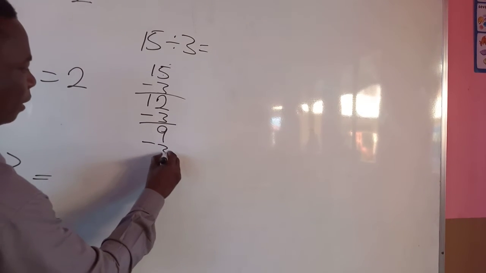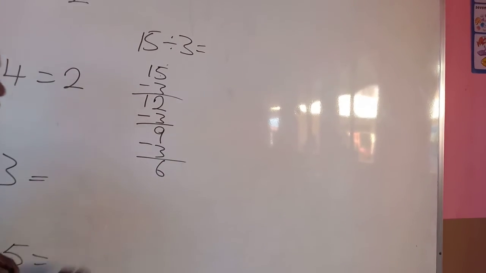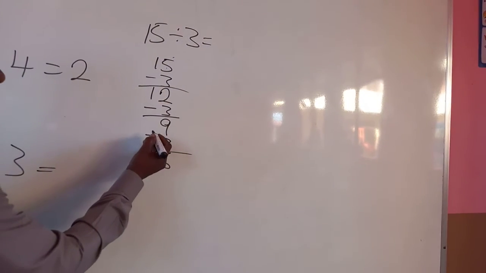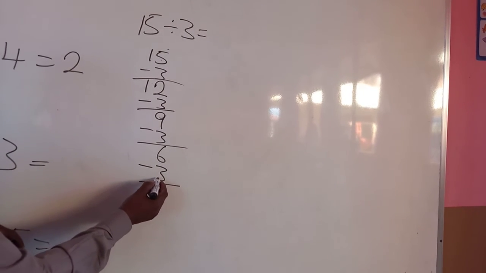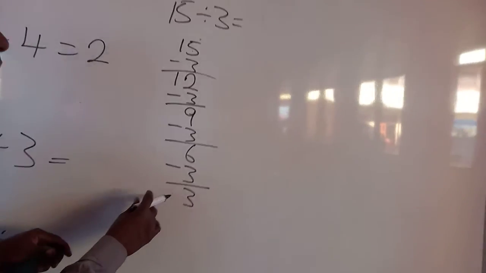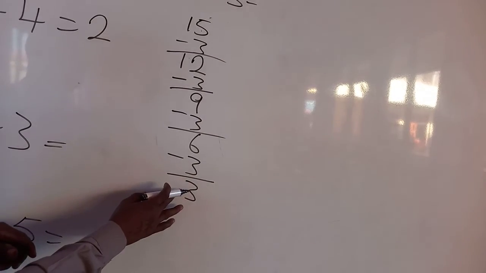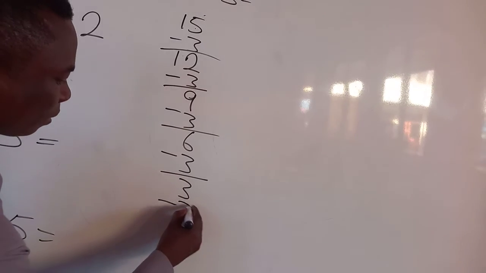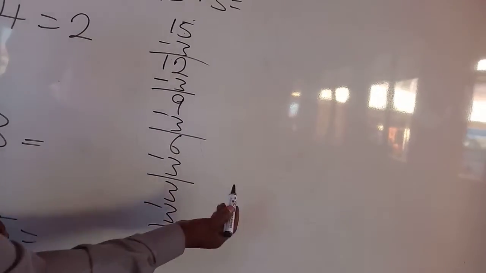So you subtract 3 again. 9 minus 3 is what? 6. 6 is bigger than what? 3, so you subtract 3. 6 minus 3 is what? 3. We said the answer should be less than 3. The divisor shouldn't be equal or more. This is equal to 3, so you will subtract 3 again. 3 minus 3 is what? 0.